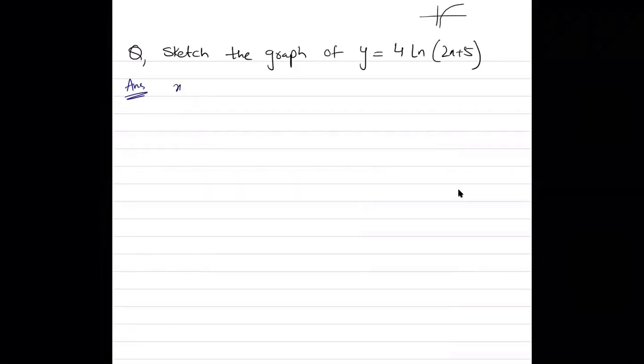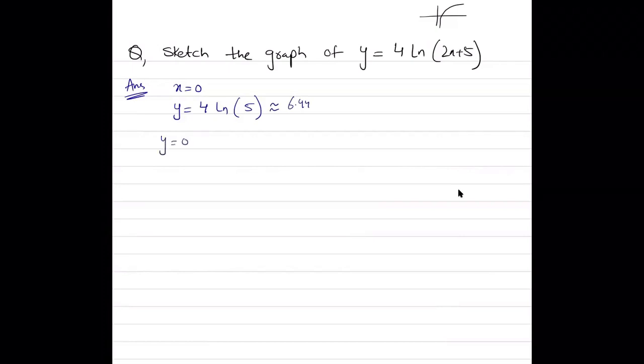So when x is 0, what is y coming out to be? 6.43, 6.44 around. So roughly 6.4. But the exact value will be 4 ln 5, if they ever ask you for the exact value.